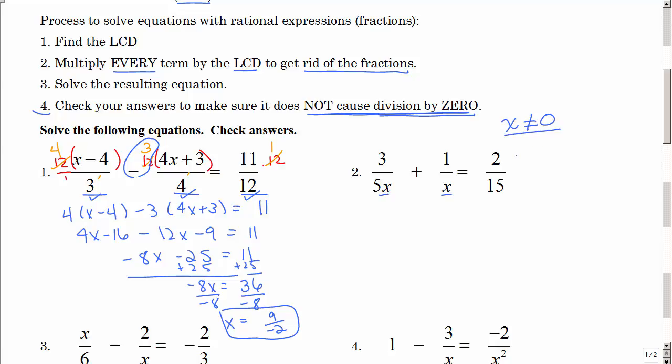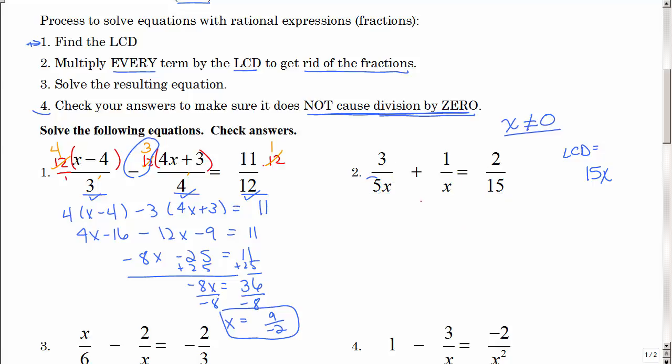But let's go through how to solve number 2. What is the least common denominator? Well, we've got to look at 5 and 15. What's their least common multiple? Yes, 15. And then the only other factor is x, and remember we raise that to the highest power, and that's just to the first.